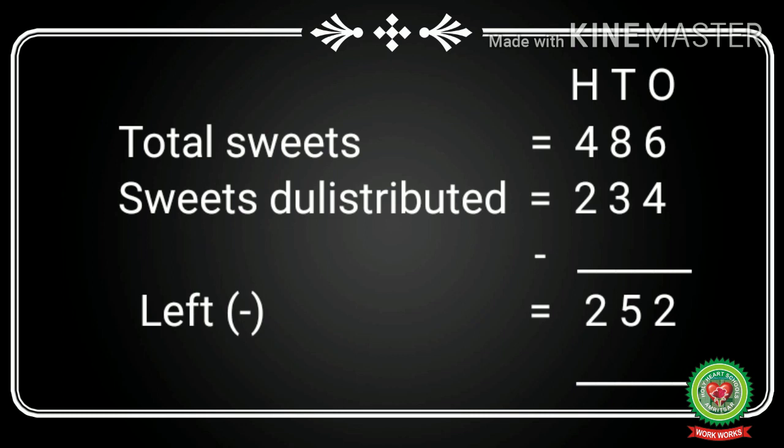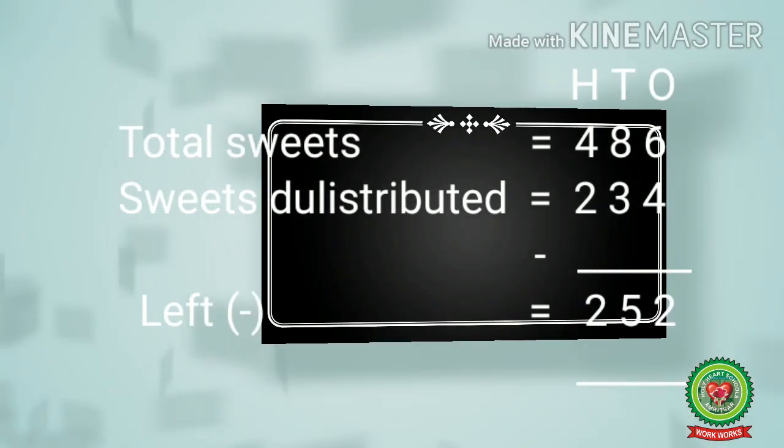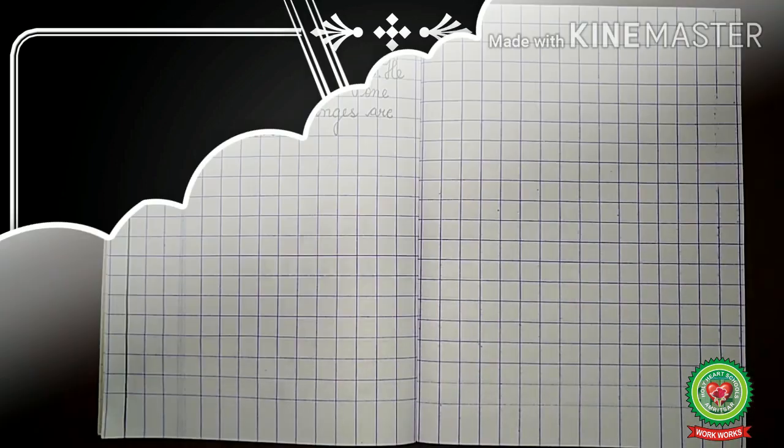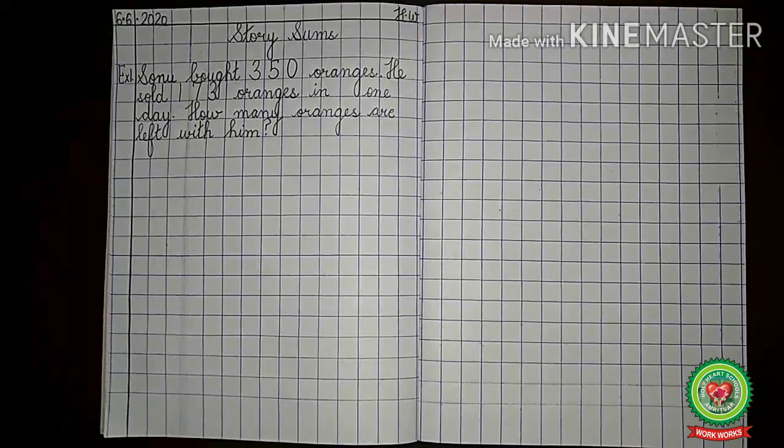Now next is 4 minus 2. This is quick subtraction. 4 minus 2 is 2. So the answer is 252. Children, now let us understand the school copy approach. Now children, we will see the copy approach.